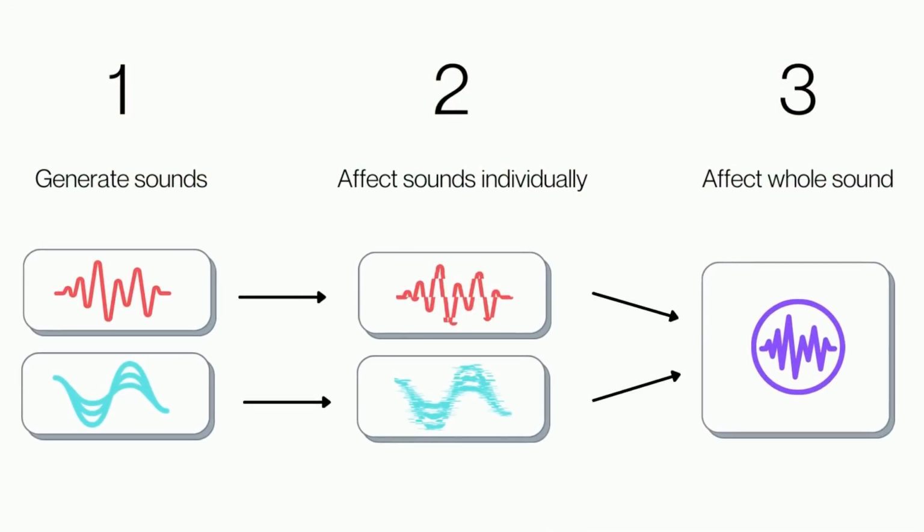First find the sounds, then what affects the individual sounds, then what affects all the sounds as a whole. This applies to most plugins. There are exceptions, for example FM synths, where the logic of the sound creation is a bit different. But overall, this framework can be a way to help you navigate many of the confusing synths that you have in your library. Hopefully this video has helped.